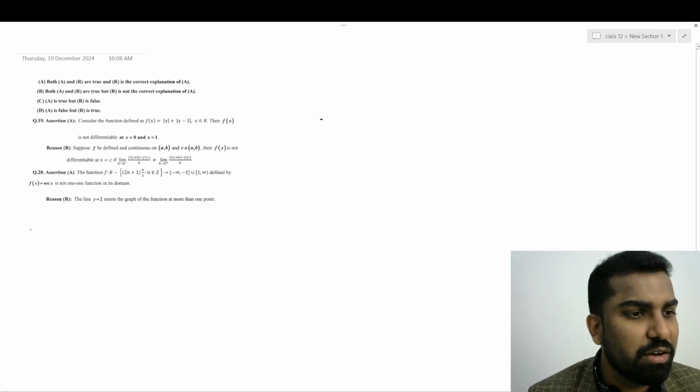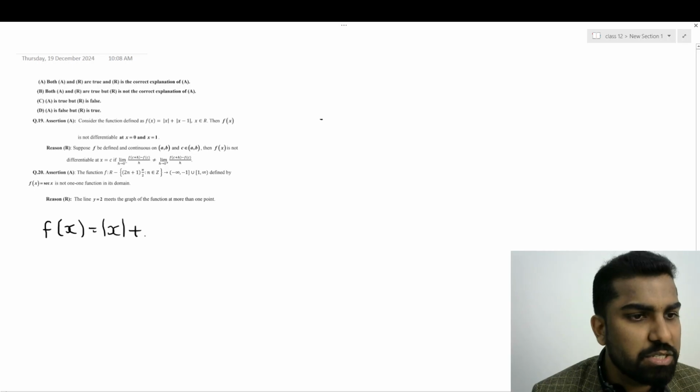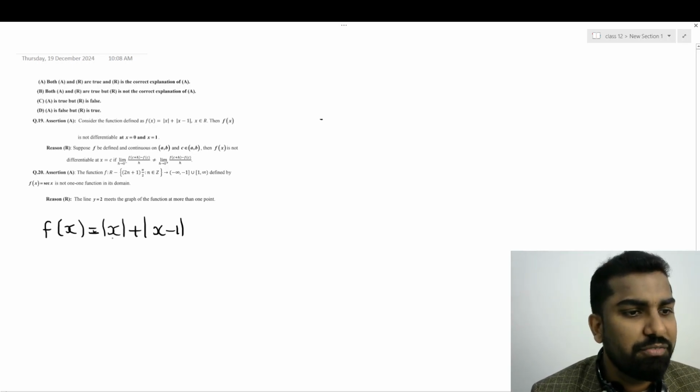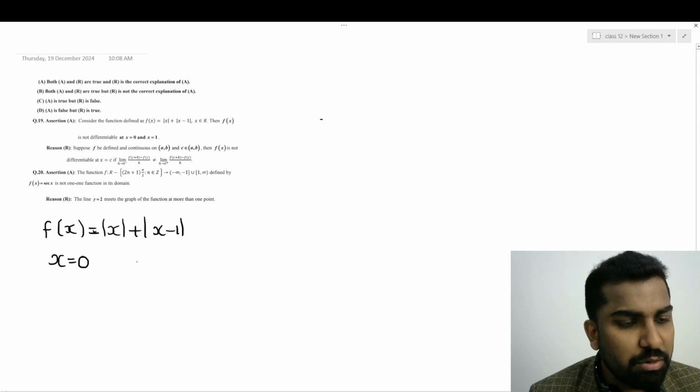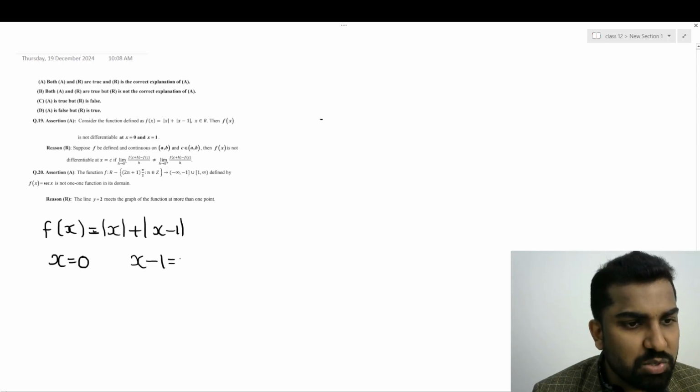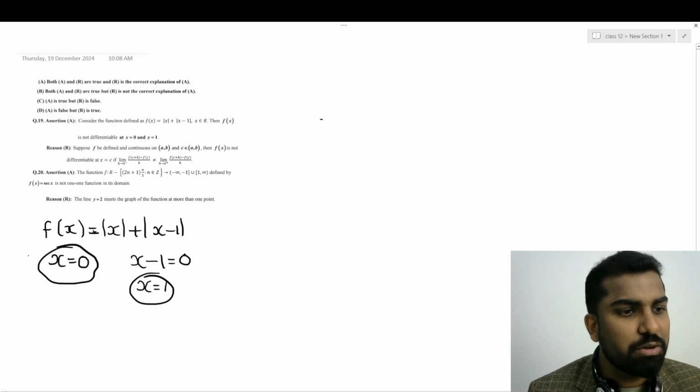And what about the differentiability of this function? Suppose we are having the function f of x equal to mod x plus mod x minus 1, right? This function is not differentiable when the terms inside the mod become 0. So the first term we are having is modulus of x, so it is not differentiable at x equal to 0. And what about the second one? It is not differentiable at x minus 1 equal to 0. So x minus 1 equal to 0 means x is equal to 1. So we can say at x equal to 0 and x equal to 1, the function is not differentiable.